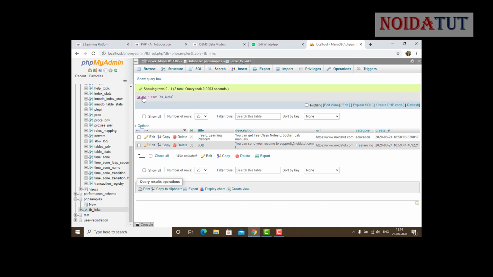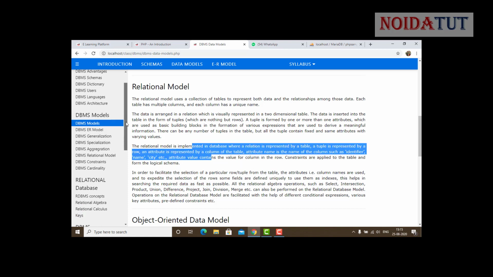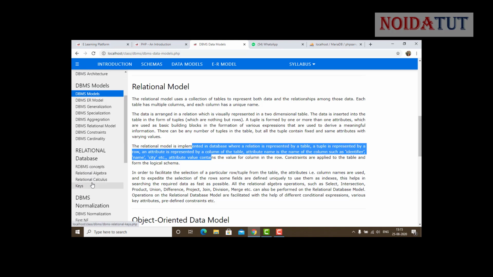Now, a select query is there. Suppose we choose select star from table where id equals 29, so that is choosing a particular row. We also have different operations such as select, intersection, product, union, and difference. These are the different manipulations we are going to work with in relational algebra in our forthcoming chapters. We also have relational calculus and relational keys.